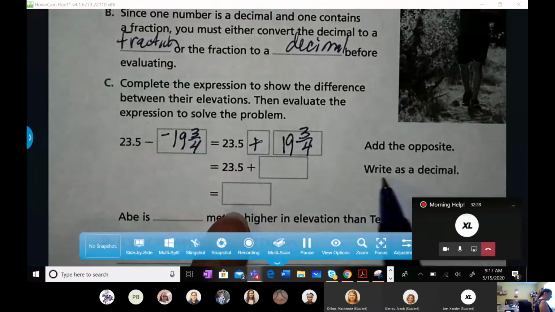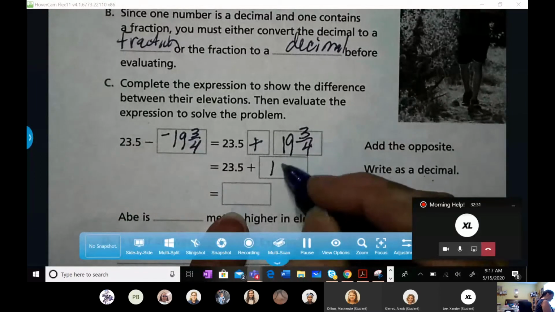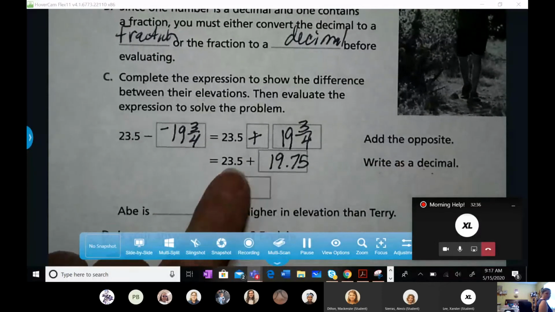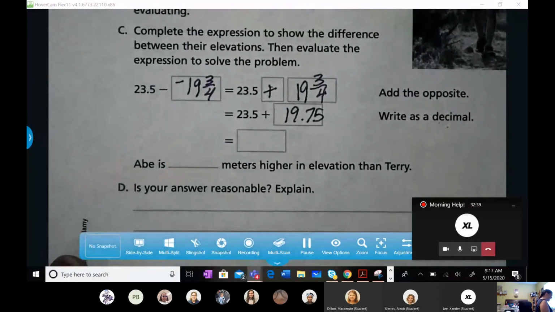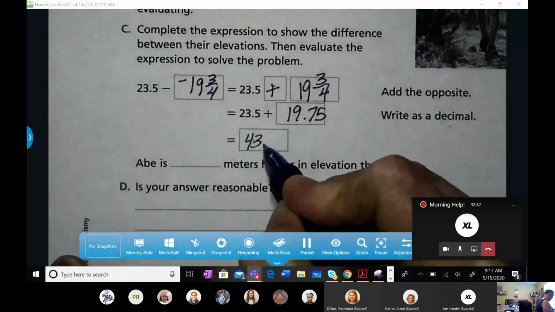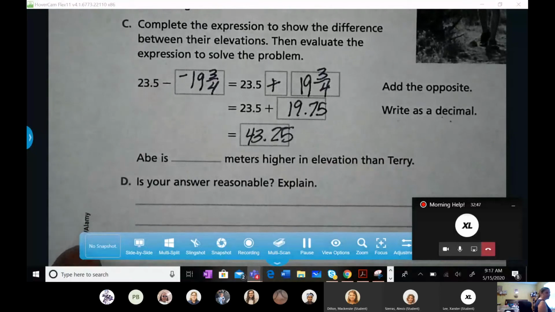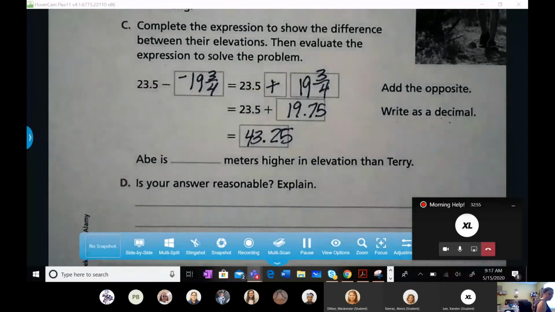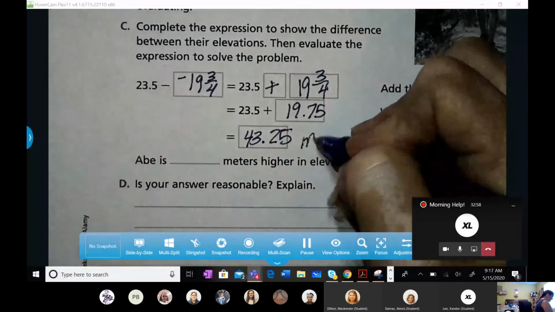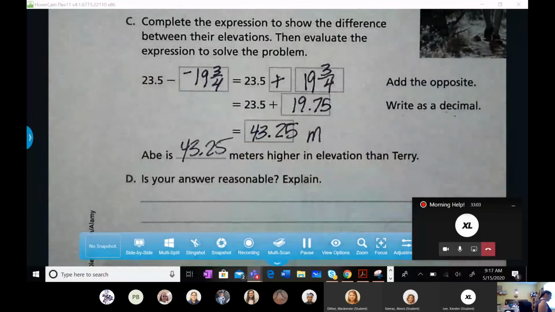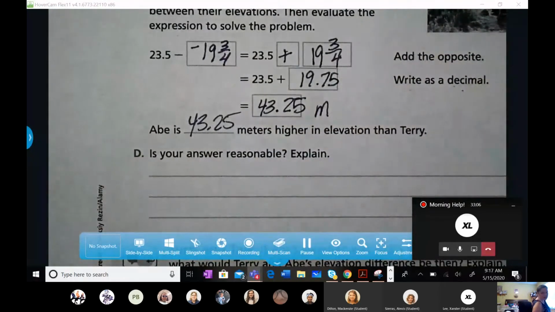Okay, so now I'm going to write 19 and 3/4 as a decimal. So it becomes 19 and 75/100. They're both addition, so we're going to just add them together. So we get 43 and 25/100. Okay, so that's the distance. One is above, one is below. So the distance between them is 43 and 25/100. And we're talking meters, right? So Abe is 43 and 25/100 meters higher in elevation than Terry.